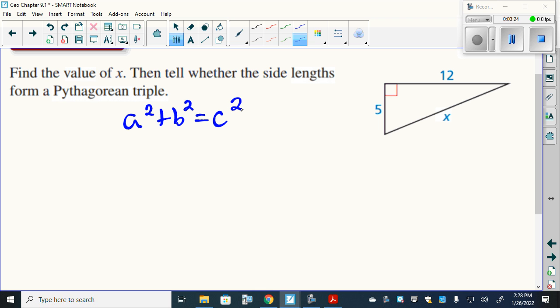So looking at this triangle here, which side length would be the hypotenuse? Which side is the hypotenuse? X. The hypotenuse is always going to be across from the right angle. The hypotenuse is always the side opposite the right angle. So here the hypotenuse is x, and so our c is going to be x. So we'll have x squared, which means 5 and 12 are going to be the values for a and b. So we'd have 5 squared plus 12 squared.